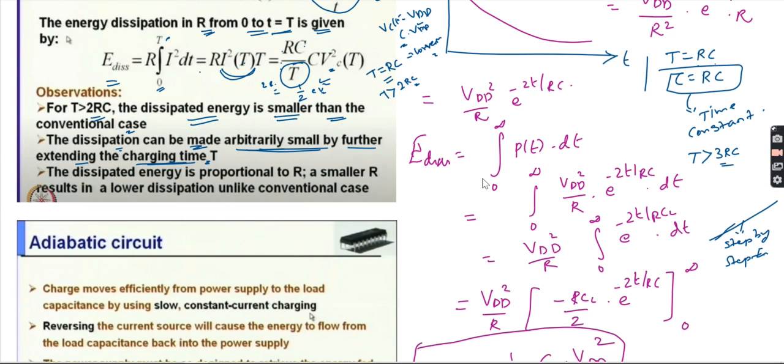For that purpose, we need to use a piecewise linear ramp, from 0 to B, so that it slowly increases. So we can say that dissipated energy is proportional to the resistor, and a smaller resistor will result in lower dissipation, unlike the conventional cases.